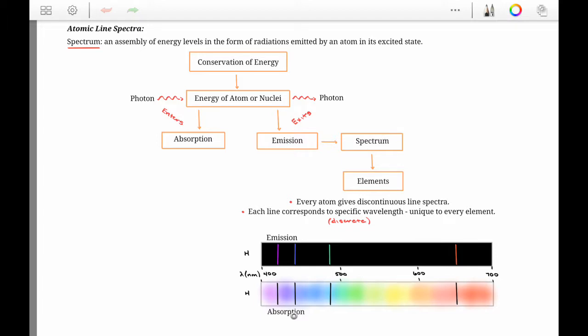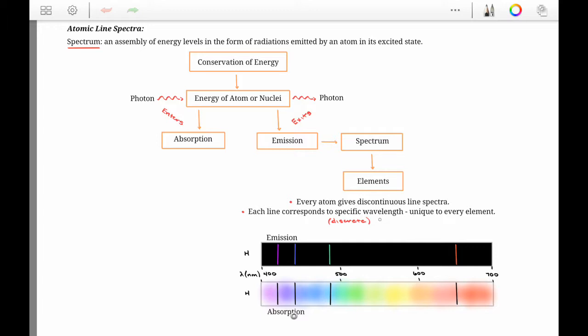And so I have a definition here, and that is a spectrum is an assembly of energy levels in the form of radiations emitted by an atom in its excited state. And this is very specific to every atom. Every atom has its own discontinuous line spectra, and each line on the spectra corresponds to a specific wavelength.